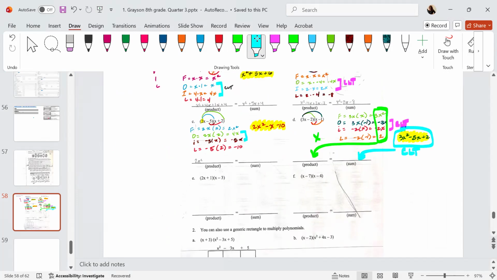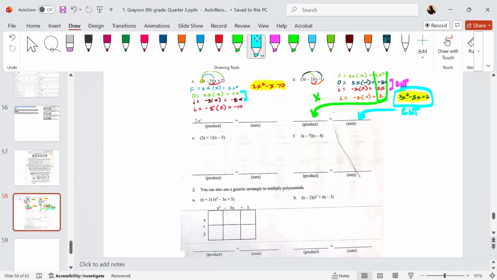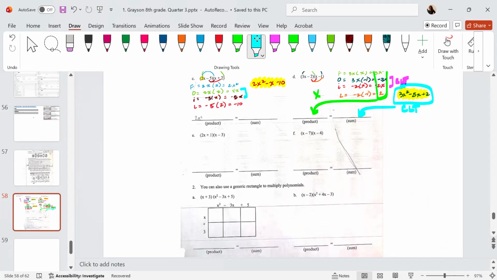All right, next one. So number E and F, they're exactly the same thing. So I'm gonna have you go ahead and do that. I'm just gonna write down the answer so that way you know what it is. This one's 2x squared minus 5x minus 3. The second one over here, the answer is x squared minus 11x plus 28.